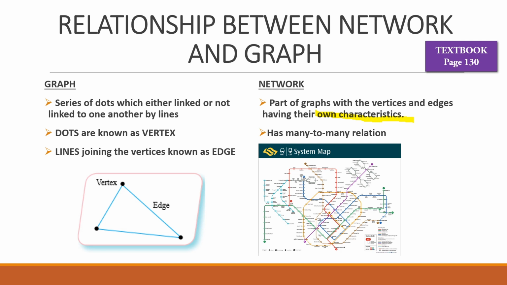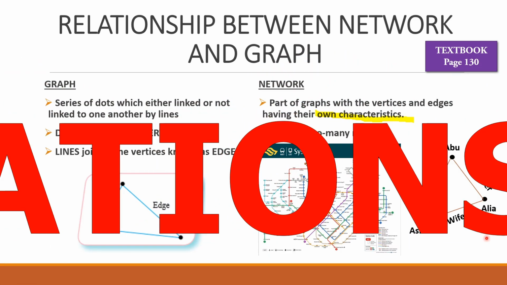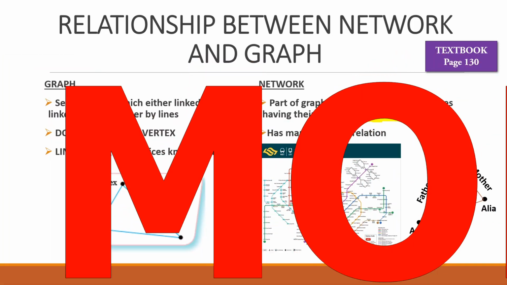So this is a transportation network. We can see it in MRT, LRT, bus, and so on. Another type of network is a relationship network. Asri, Abu, father. The relationship is Asri is father to Abu, Alia is mother to Abu, Alia is wife to Asri, and so on. So we use network in many things, for example in transportation, systems, finance, and so on.